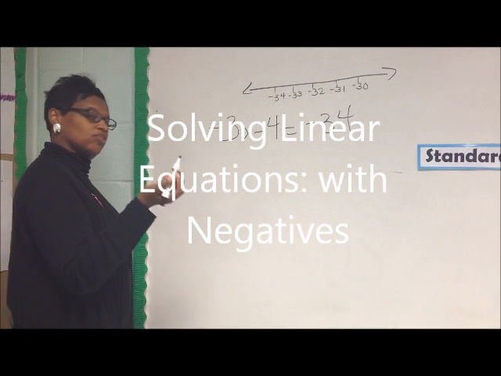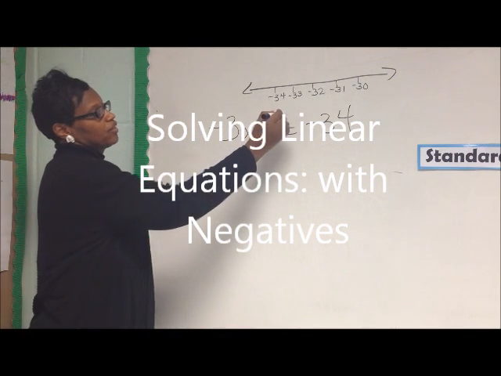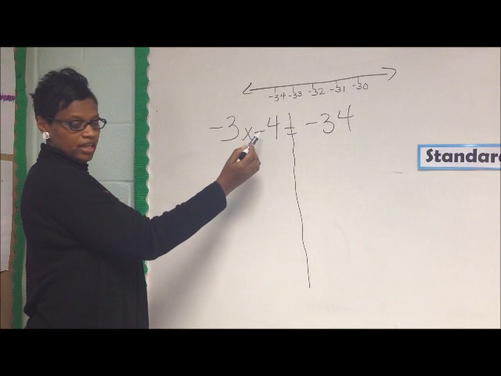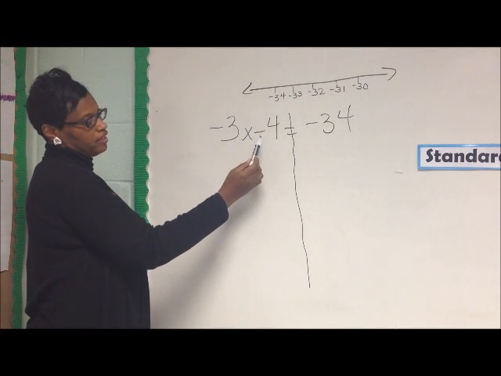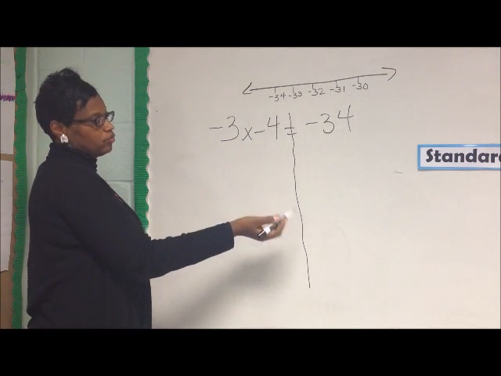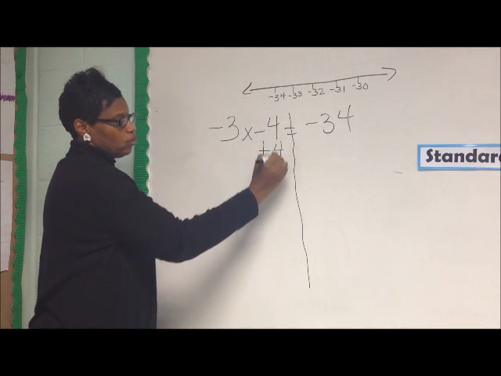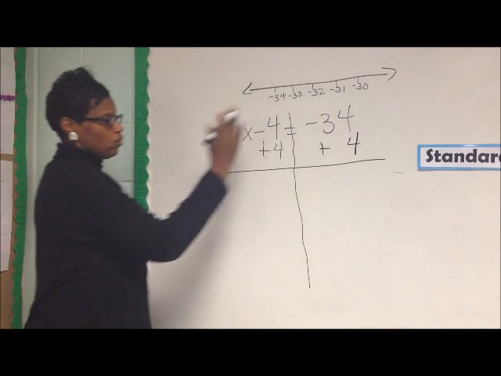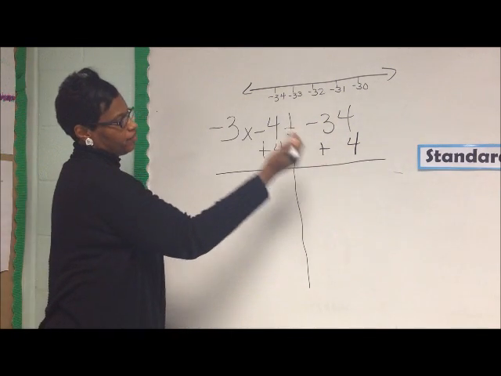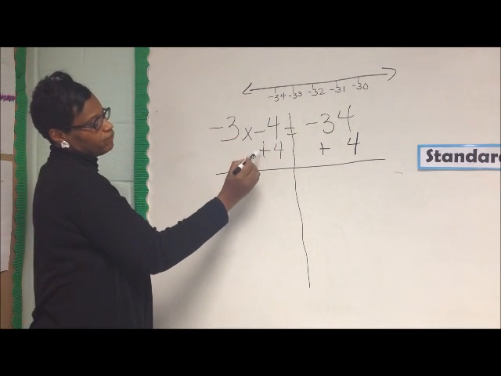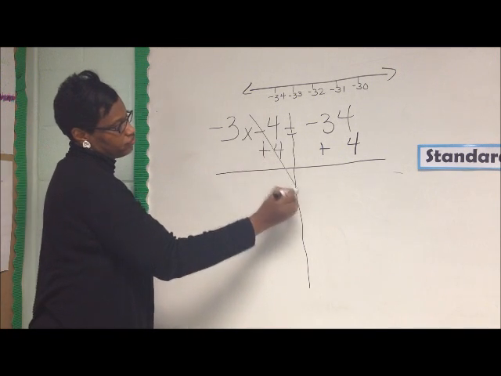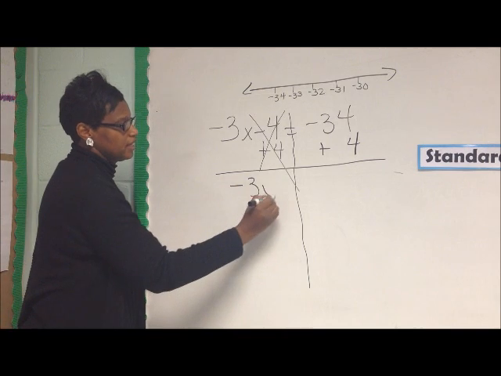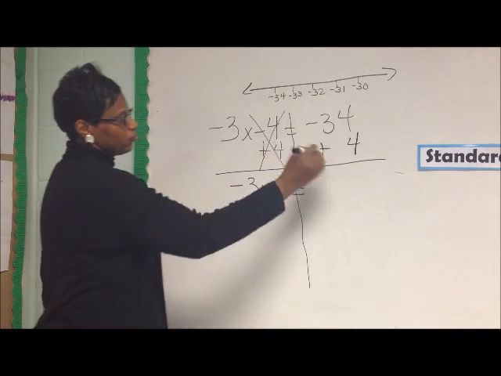Now, boys and girls, we're going to deal with negative numbers. Let's draw a line first. The first thing we want to do is get rid of our negative 4. What's the inverse of negative 4? Positive 4. Remember, whatever you do to one side, you must do to the other side. Then we have negative 4 plus 4. We're going to cancel these 2 out. Bring everything down: negative 3x equals, let's wait a minute.